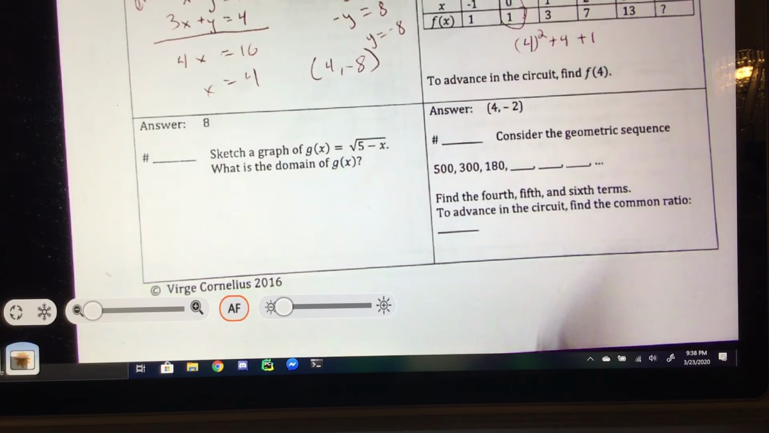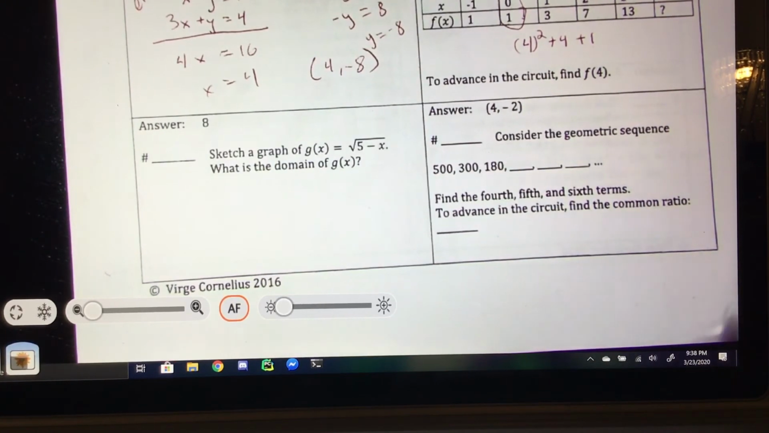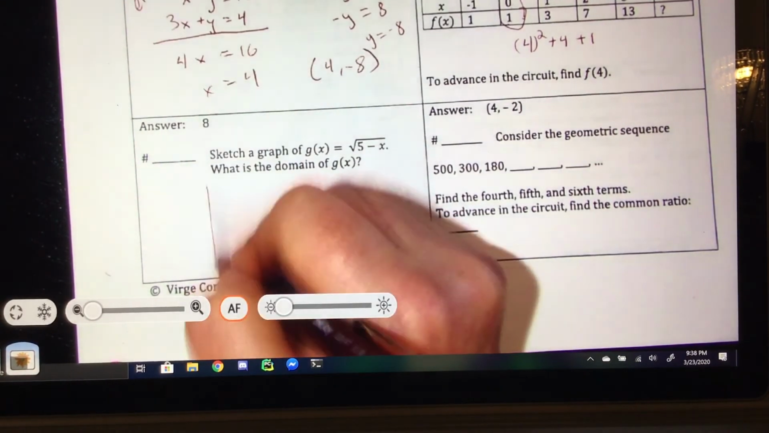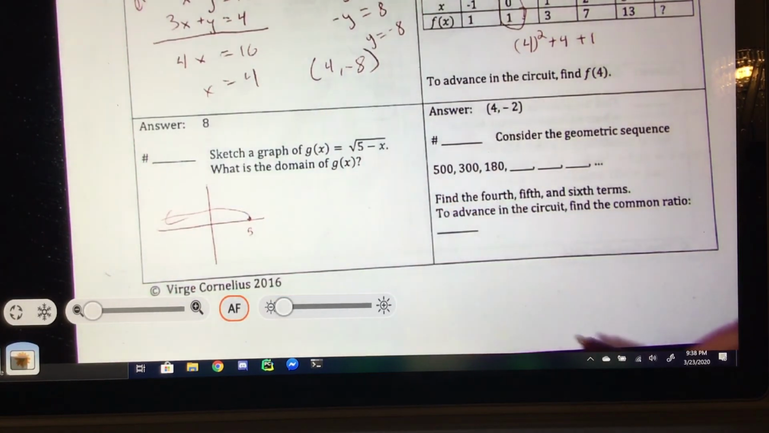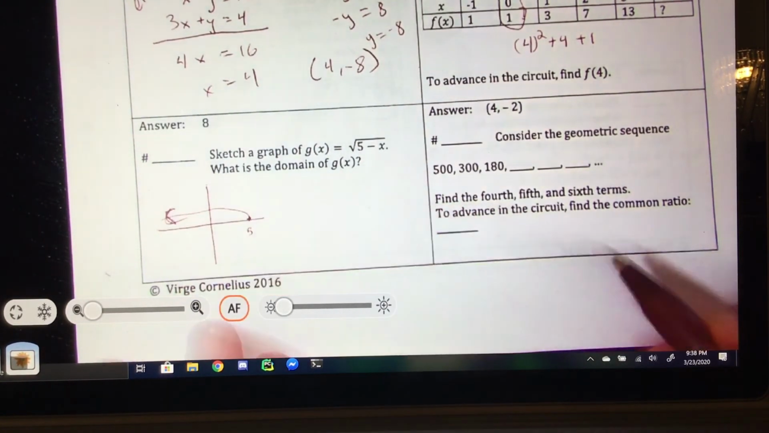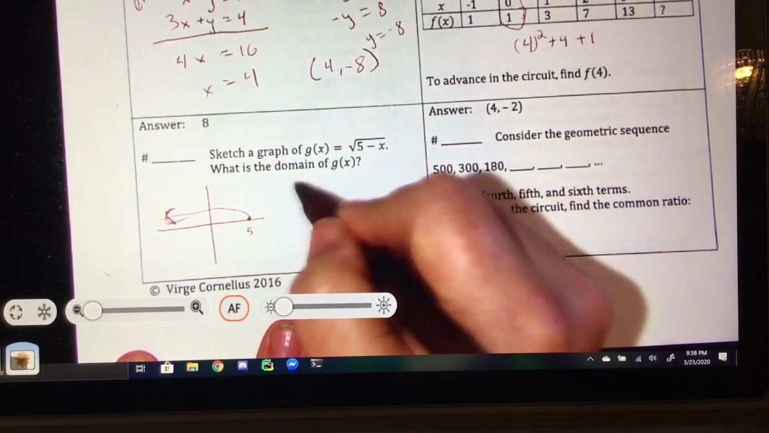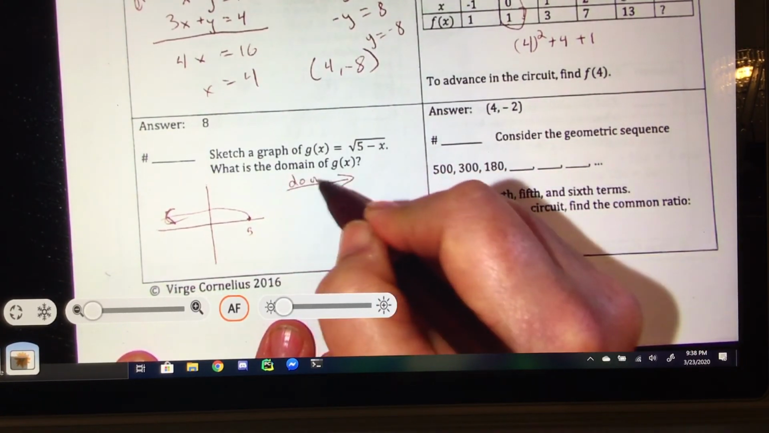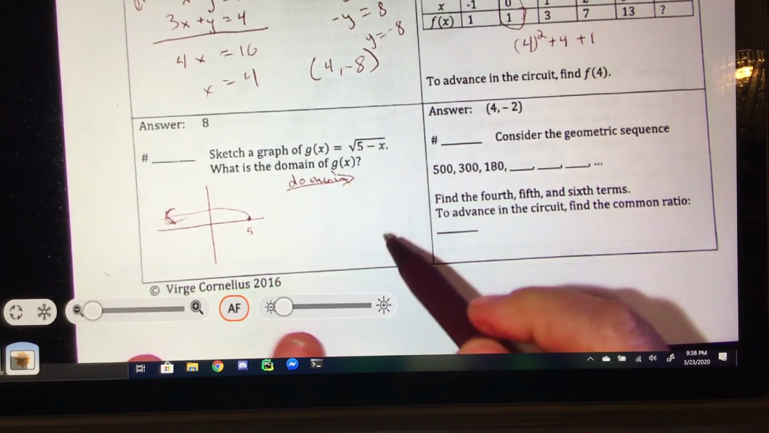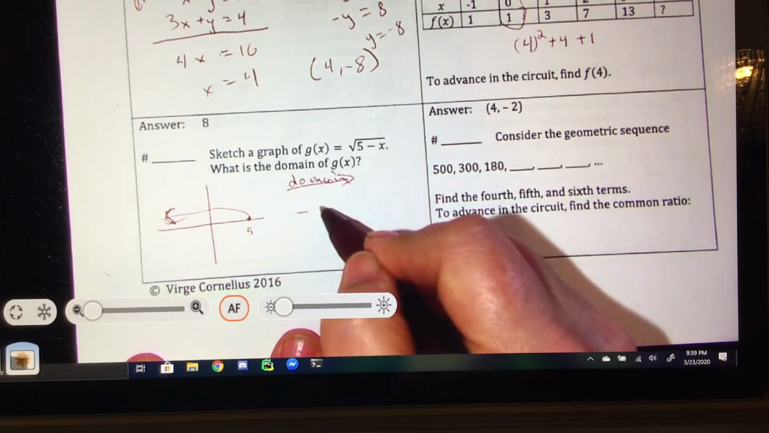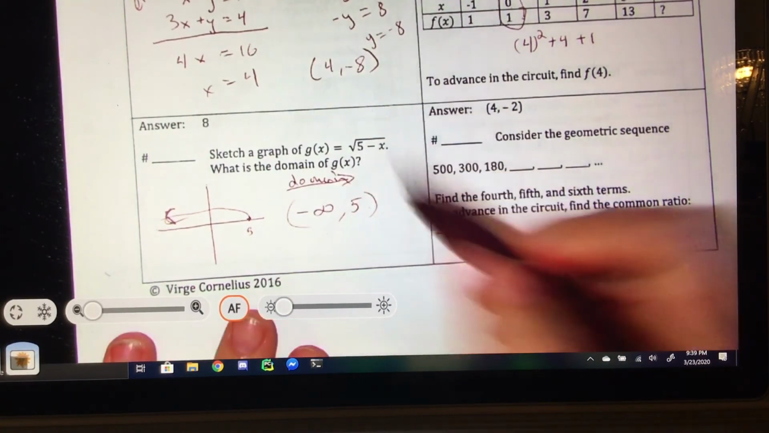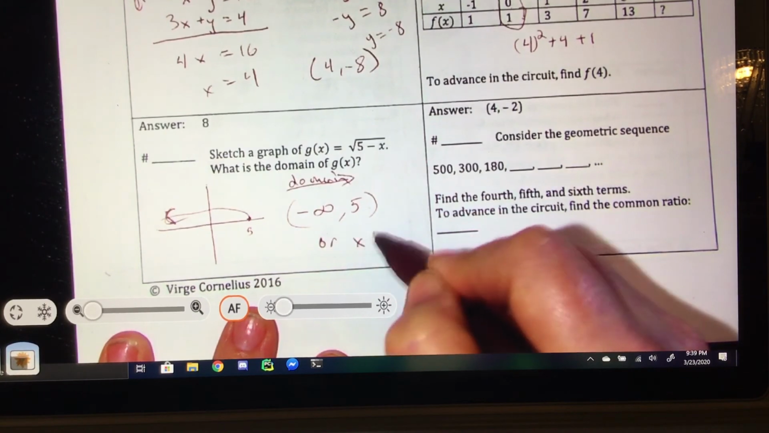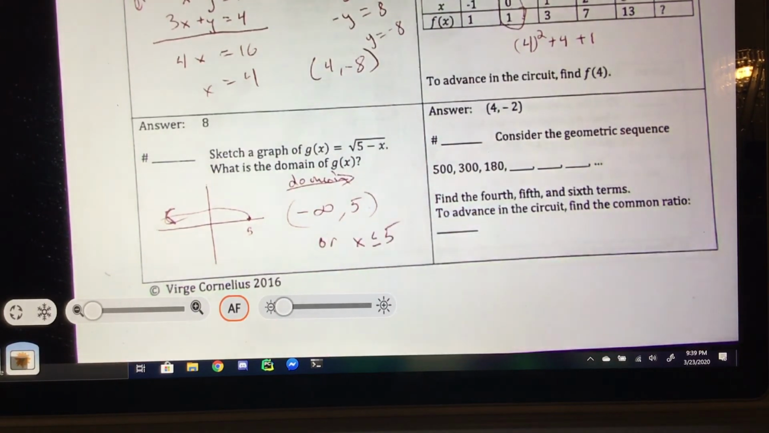This next one, sketch the graph. Again, you have your graphing calculators. Use Desmos.com. Your graph will look something like this. It's really not that great of a picture of it. And the domain goes from left to right. This is domain. It goes from negative infinity to 5. Or I can write x is less than or equal to 5 to get my answer.